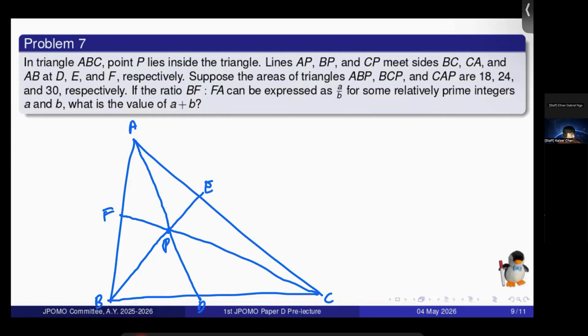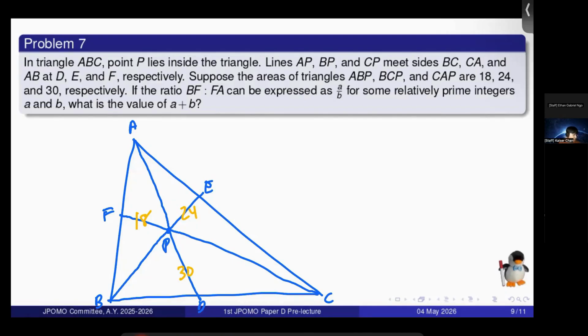So suppose that the areas of triangles ABP, BCP, and CAP are 18, I'll use another color, 18, 24, and 30. There. We're asked to find the ratio BF is to FA.